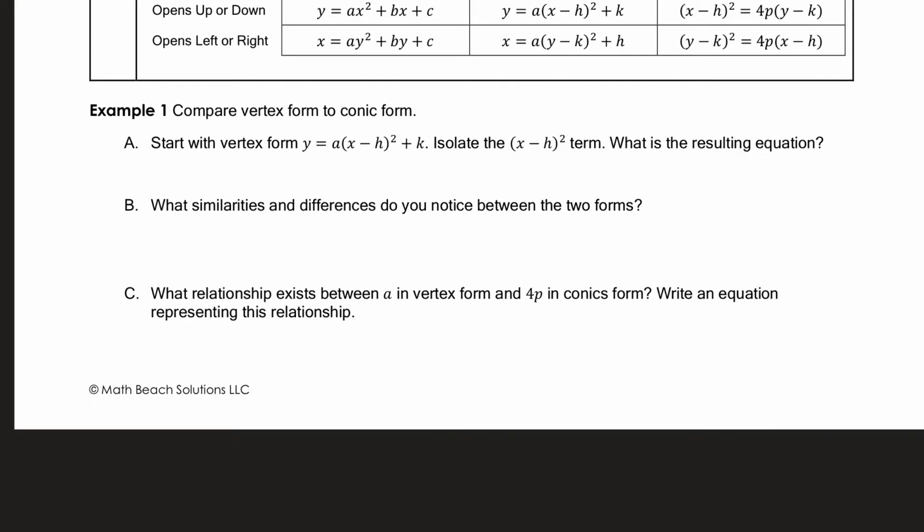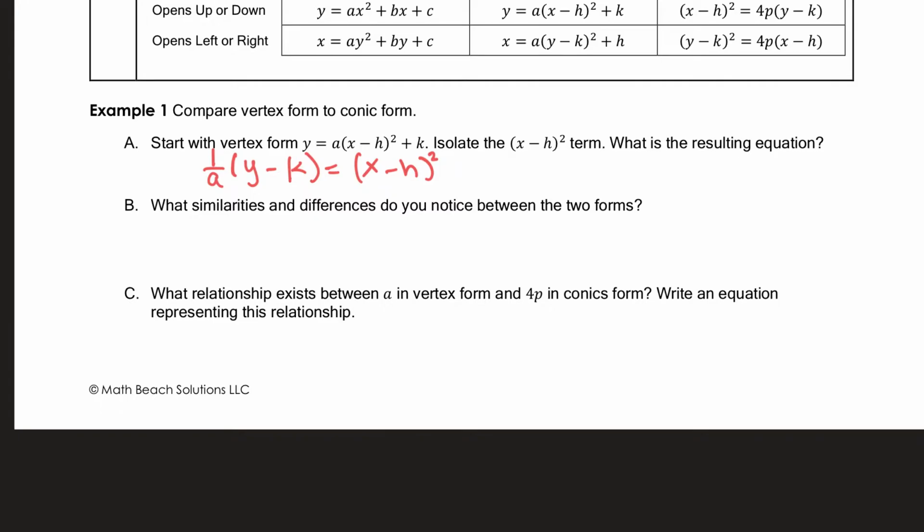So I'm going to go ahead and share with you the equation. We have 1 over a times y minus k equals (x minus h) squared. And you noticed we went ahead and moved k to the left side, so we have y minus k. And then we move the a to the left side, we have 1 over a.